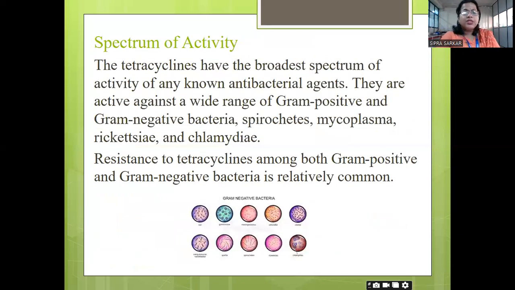Now, spectrum of activity. The tetracyclines have the broadest spectrum of activity among antibacterial agents. They are active against a wide range of gram-positive and gram-negative bacteria like spirochetes, mycoplasma, rickettsiae, and chlamydiae. And resistance to tetracycline among both gram-positive and gram-negative bacteria is relatively common. That means they have broad spectrum activity, but sometimes some bacteria also become resistant to this antibiotic.